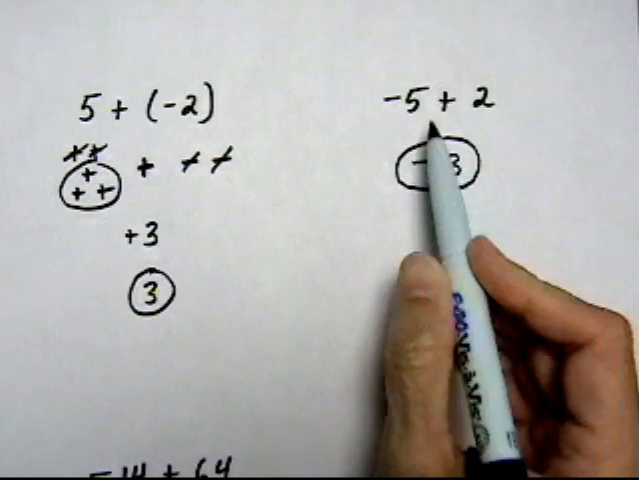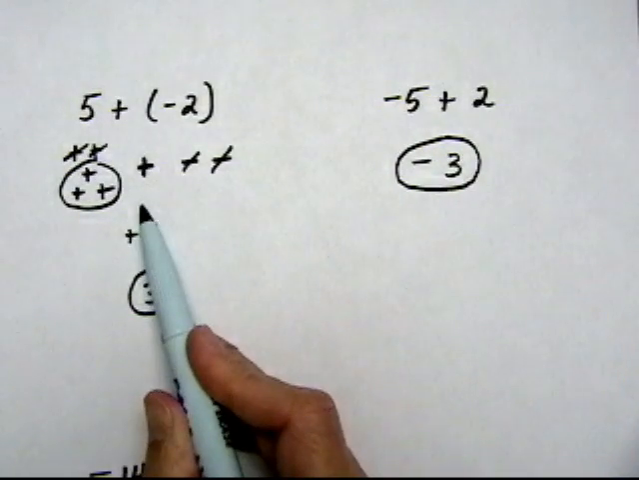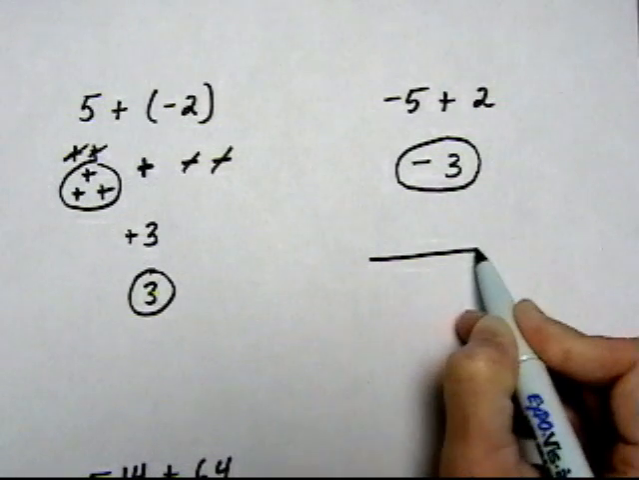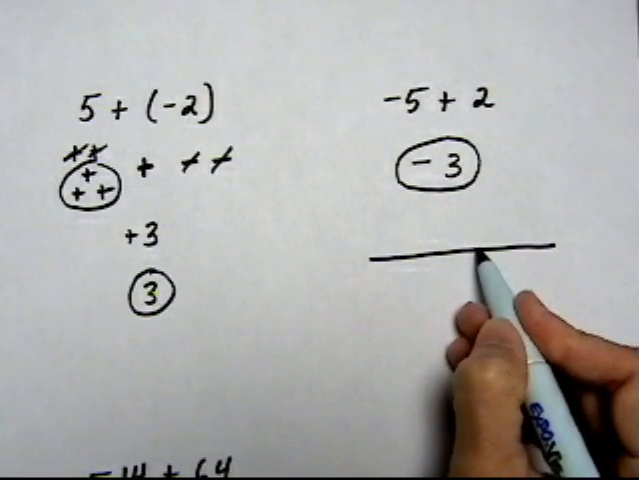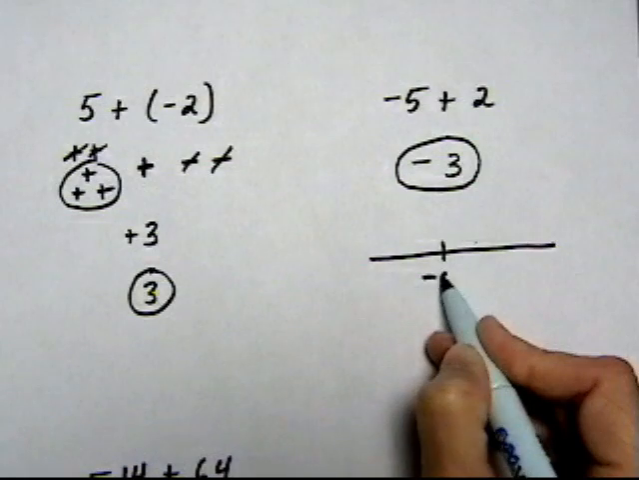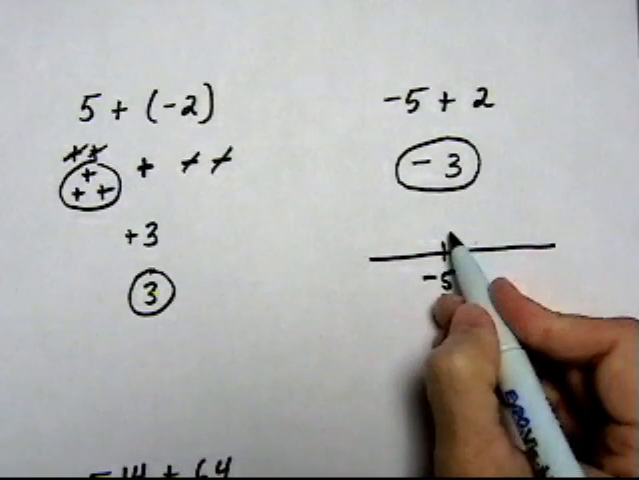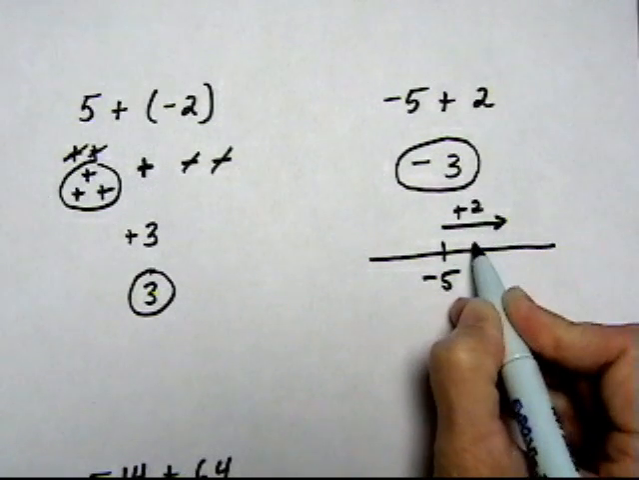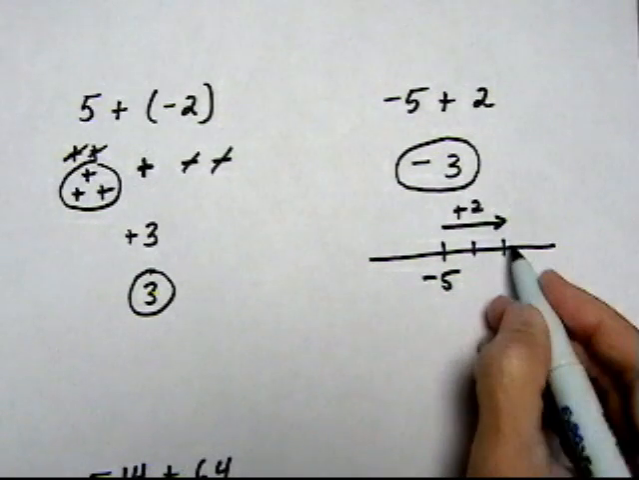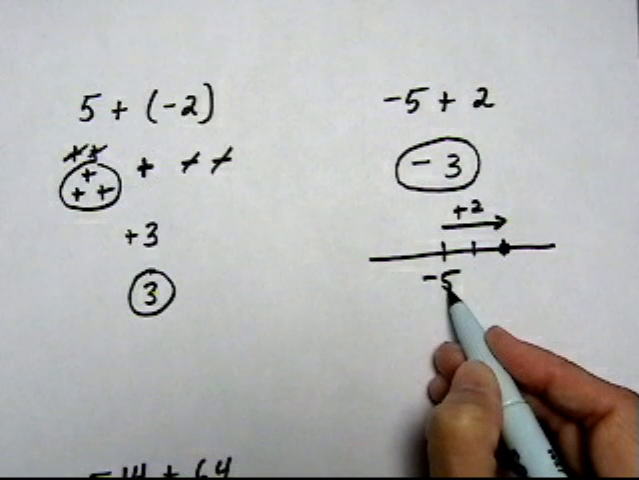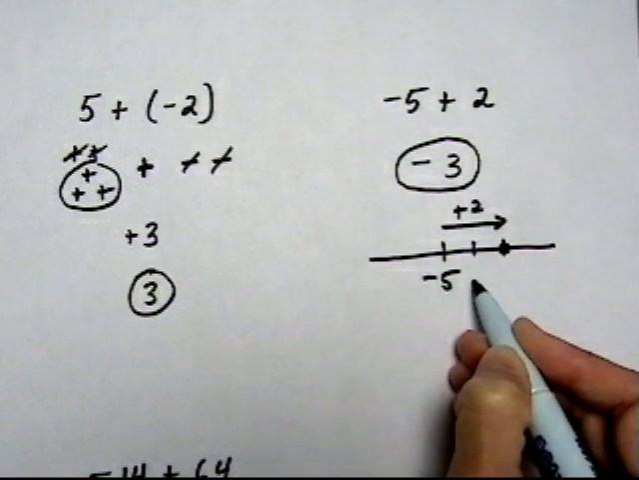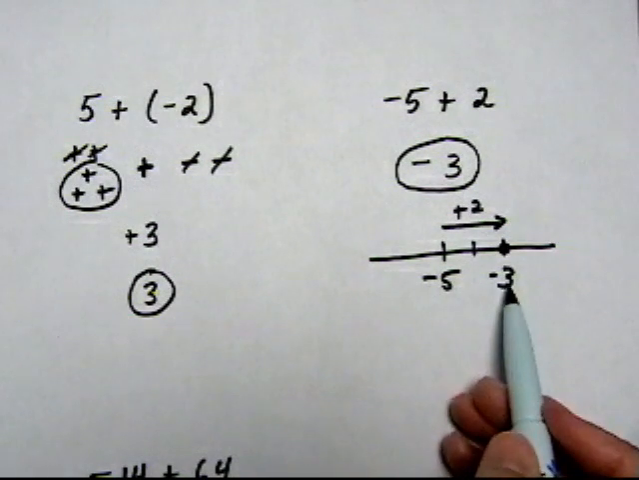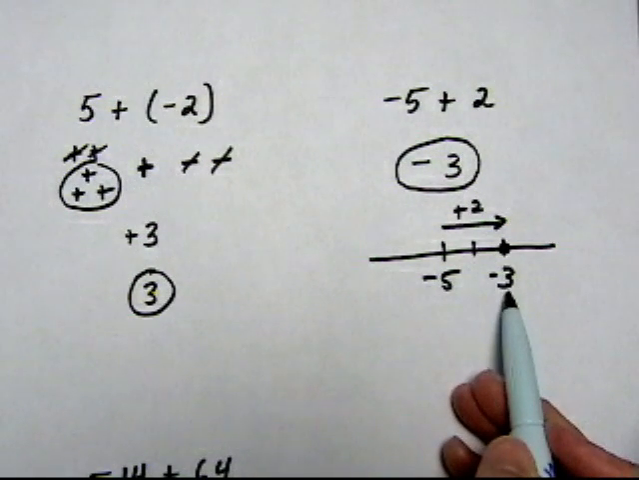And again, you can look at this with signs canceling out like we did over here. Another way that I want to show you is you can look at it with a number line. And if we start at negative 5, if we're adding positive 2, that means positive 2 is going to the right 2 spaces, and we see where we end up. If this is negative 5, then this is negative 4 and this is negative 3. So 2 spaces to the right, or plus 2, brings us to negative 3.